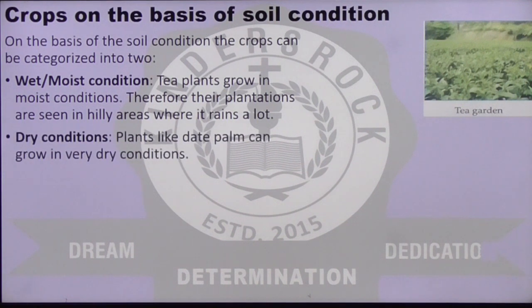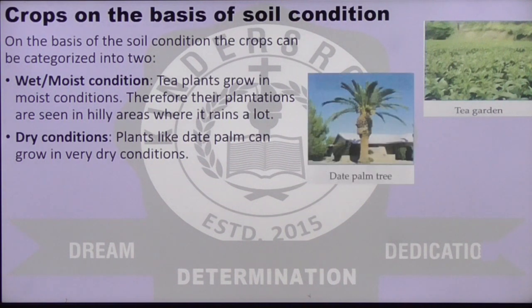Dry conditions. Plants like date palm can grow in very dry conditions. खजूर के झाड़ सूखे वातावरण में उगते हैं. Plants like date palm can grow in very dry conditions. There you have the picture of a date palm.